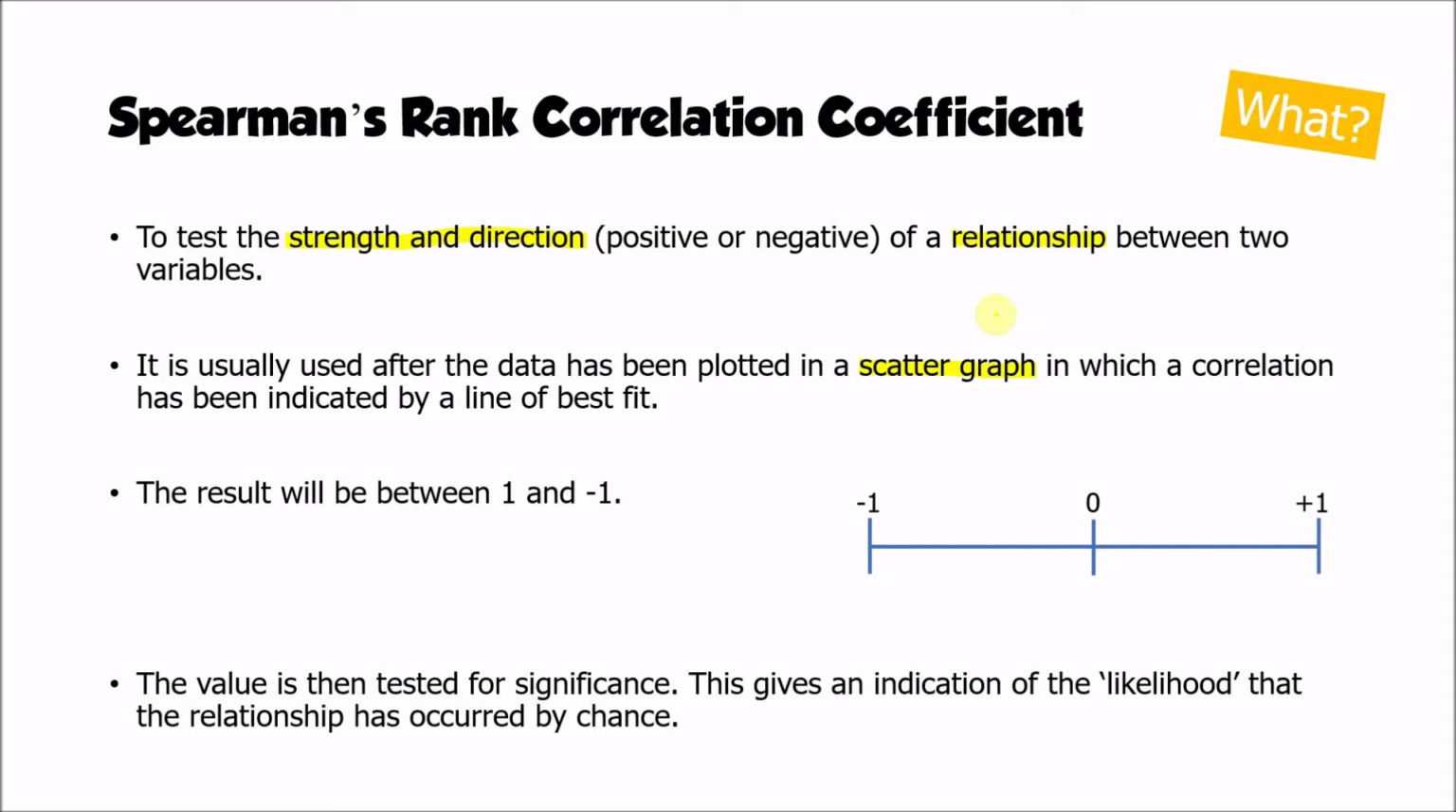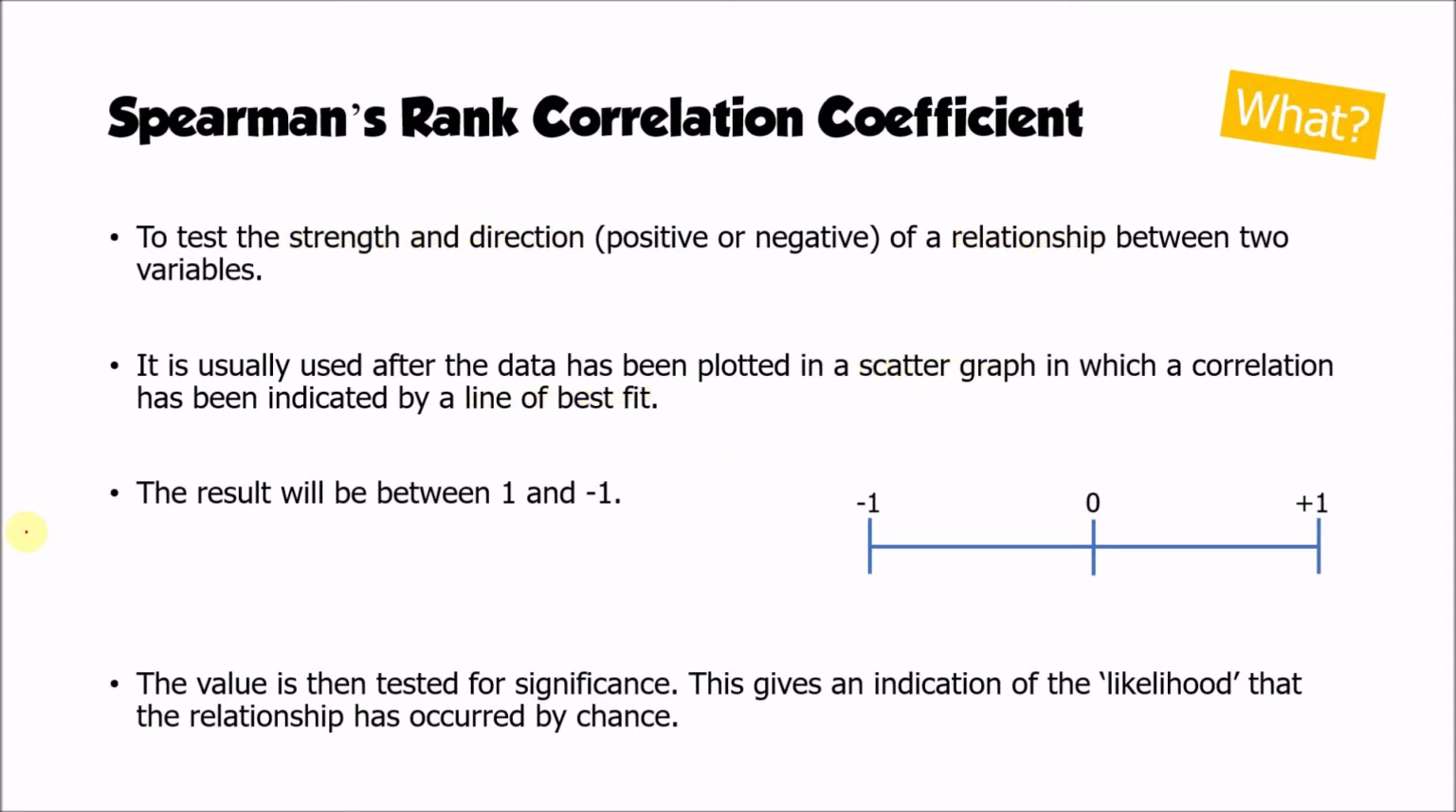If we drew a scatter graph and it appeared, maybe because we'd put a line of best fit on that scatter graph, that there was a bit of a correlation or a bit of a relationship, then we could use the Spearman's rank test to help us firstly assign a number to the strength of that relationship, so get an indication of how well correlated the two variables are, and also use it to test for the likelihood that that relationship could be a random one.